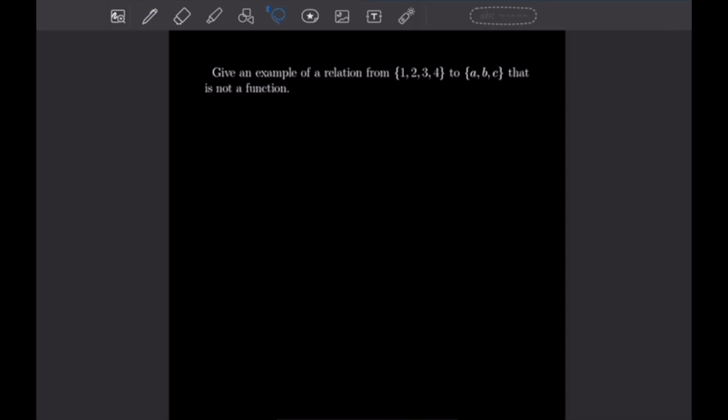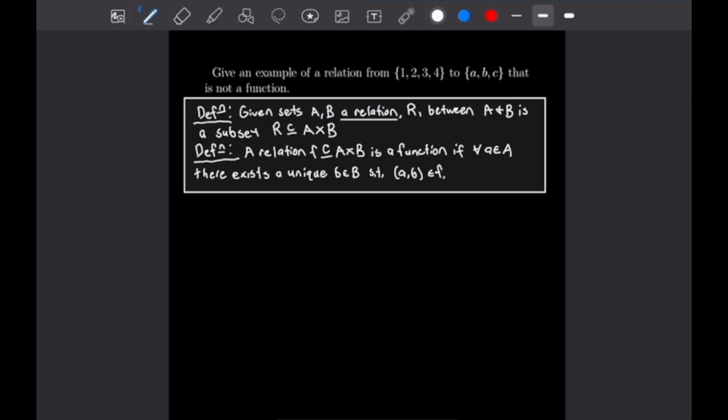So for the next one, we want to give an example of a relation from the set {1, 2, 3, 4} to the set {a, b, c} that is not a function. So let me go ahead and get the necessary definitions that we need to satisfy in order to make this true. Great, so I got the following two definitions for you for this problem. Our first definition is the definition of a relation, and the second definition is the definition of a function using the definition of a relation. So let me go ahead and read those two to you now.